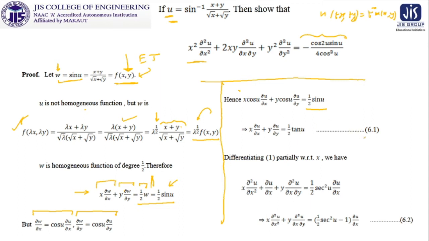So this is our first expression. We have reached first order partial differentiation of u with respect to x, and first order partial differentiation of u with respect to y. But the requirement is second order partial differentiation with respect to x, second order partial differentiation with respect to y, and obviously the mixed derivative with respect to x and y both. So differentiating this partially with respect to x, what do we get?